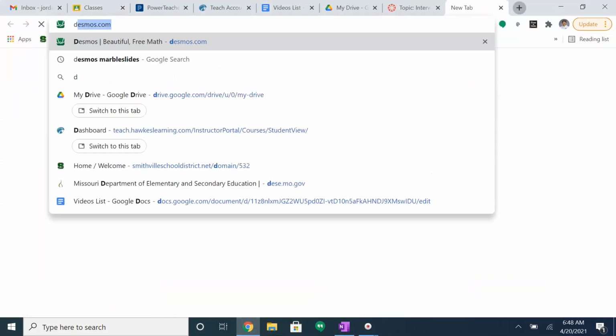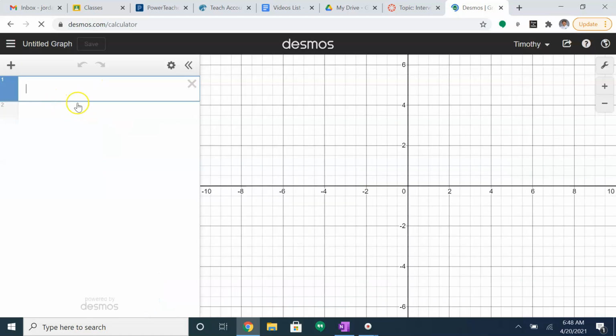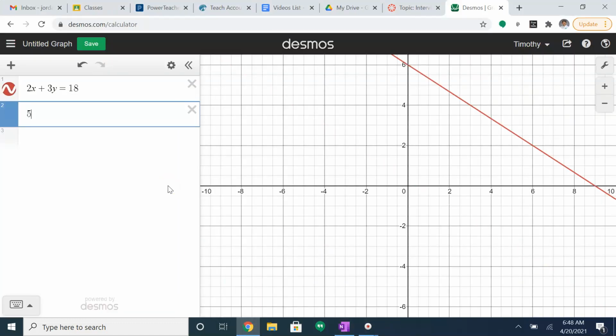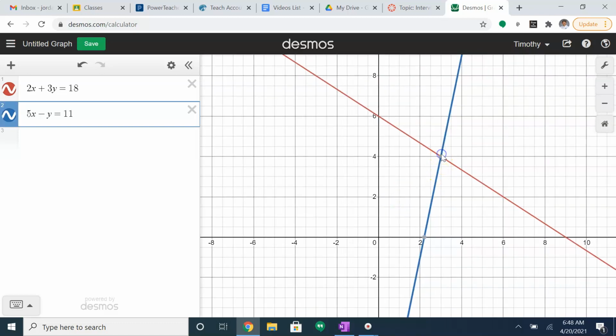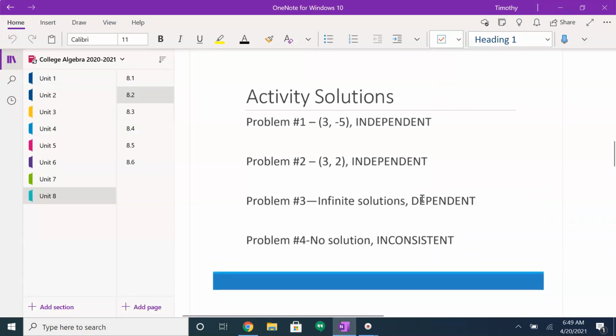So if I graph this one on Desmos, 2x plus 3y equals 18, and 5x minus y equals 11. You'll notice that there's an intersecting point. Remember I told you last class that where they intersect, that is the answer to the problem. So (3, 4) would be the answer to the problem. So it's kind of nice to graph. You can just tell it.